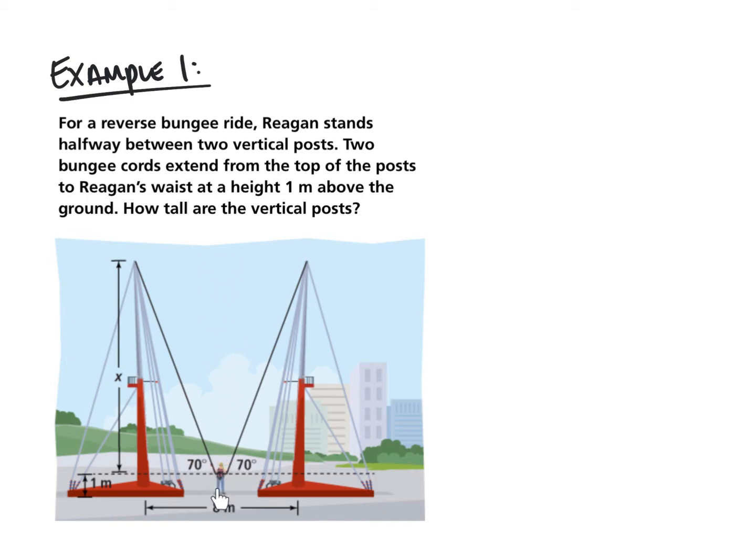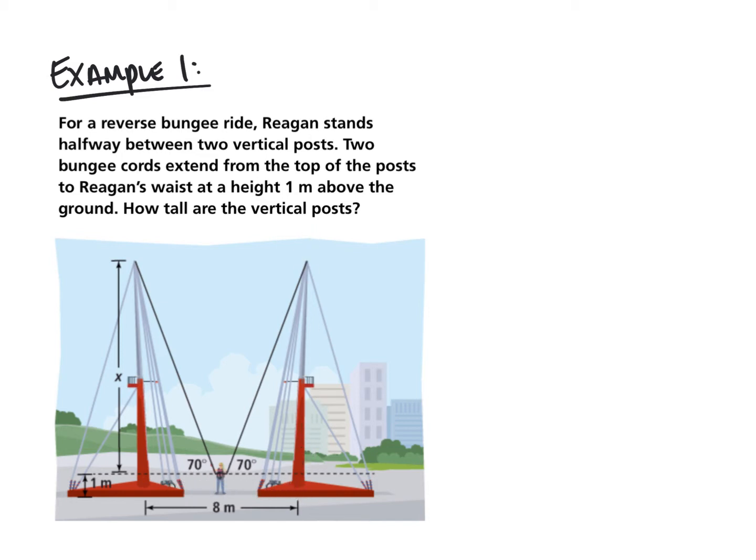It says Reagan, which I'm assuming is this person here, stands halfway between two vertical posts. Two bungee cords extend from the top of the post to Reagan's waist, and the waist of Reagan is 1 meter above the ground. It also gives us another piece of information, that these posts are 8 meters apart. How tall are the vertical posts?